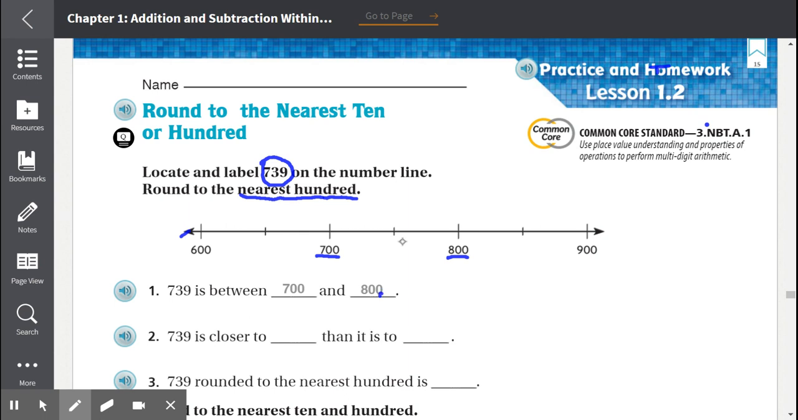Before we can find out which one is closer to, let's find the number that's right in the middle of these two hundreds. So the number that's in the middle of 700 and 800 is 750. Now that we know what's directly in the middle of the hundreds, let's locate and label 739. So if this is 750, then 739 would be in front of 750. So it would be right before 750. So 739 would be right about here.